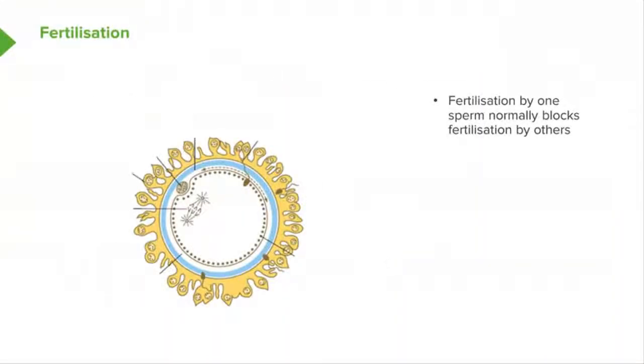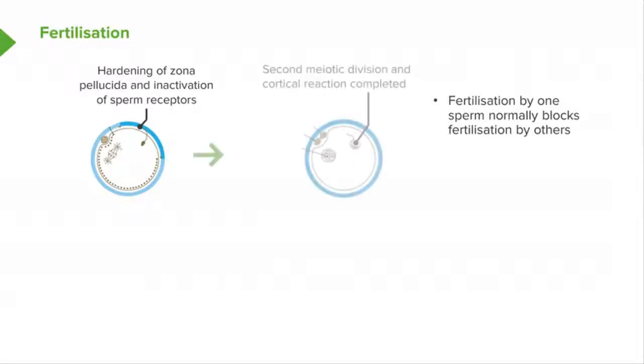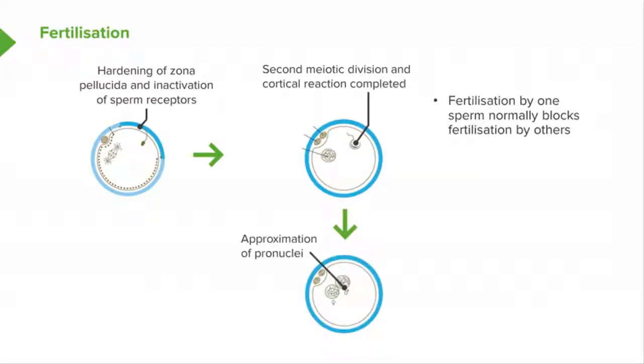So here we see the process of fertilization having taken place, and since we've now finally managed to bring together our egg and sperm, the second meiotic division of the egg can also take place. Once the sperm has entered the egg, a series of signals make the zona pellucida impermeable. And ideally, what will happen is that if one sperm has reached the egg and fertilized it, it then becomes impossible for other sperm to enter the egg subsequently.